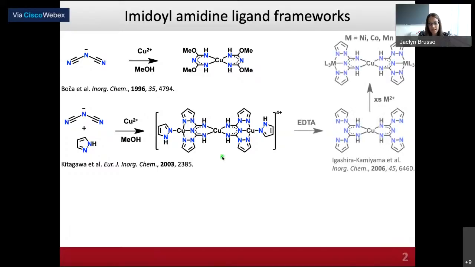mixture. This can then be further treated with EDTA to isolate the mononuclear copper complex, which leaves that terpy site open and available for secondary coordination with another metal salt.